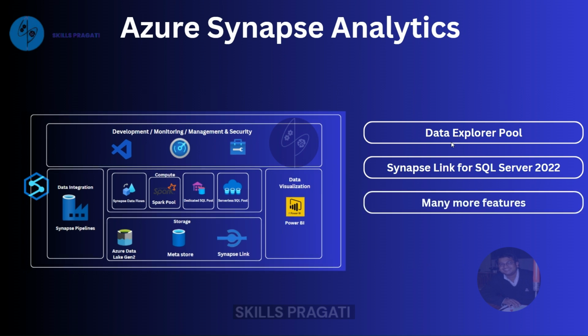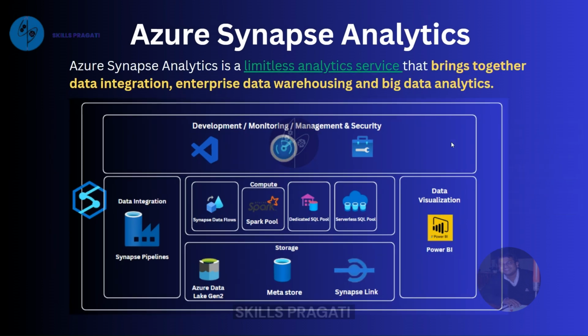Finally, let us now look back at the definition. It's a limitless analytics service that brings together data integration, enterprise data warehousing, and big data analytics. As you can see from the architecture, it provides limitless compute via various compute services and limitless storage with the help of ADLS Gen 2. Also, it brings together Synapse pipelines for integration, dedicated and serverless SQL pools for data warehousing, and Spark pools and data flows for big data analytics.